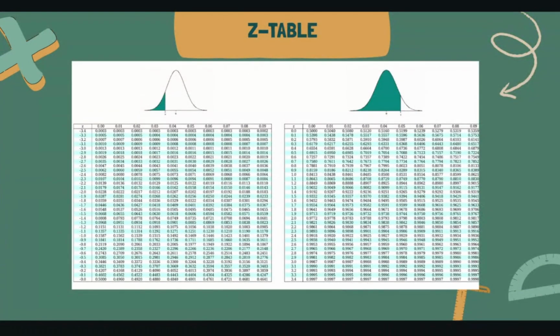Now this is the Z table. We will use this as we solve the problems in the central limit theorem and the standard score. Next slide.